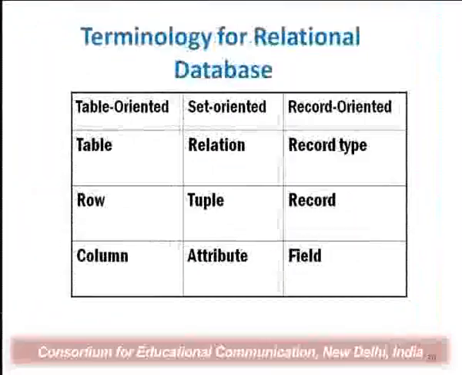Basically, if we look at the terminology quickly, in a table oriented approach we say it is a table, whereas in a relational record oriented approach we say it is a record type, and in set oriented we say it is a relation. So, in the relational model, a table is synonymous to relation, a row is synonymous to a tuple, but it is also commonly known as a record. It is called a record because it stores the data about one specific entity instance. And then you have the column. Column is called the attribute, but in record type it is also known as a field.